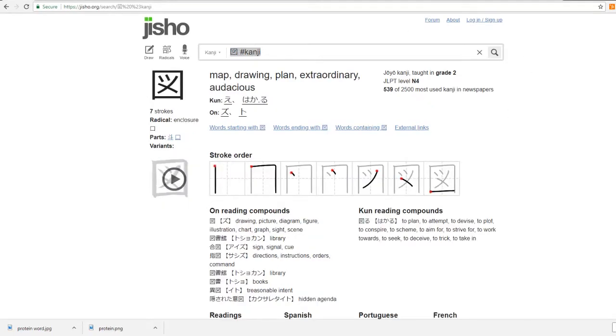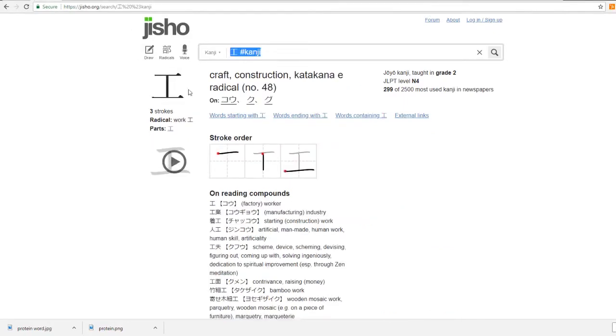The next one we're going to look at is the one for map, and this one honestly just looks like a pictograph, like X on the map marks the spot. The kunyomi for this one is going to be e, and the onyomi is going to be zu.